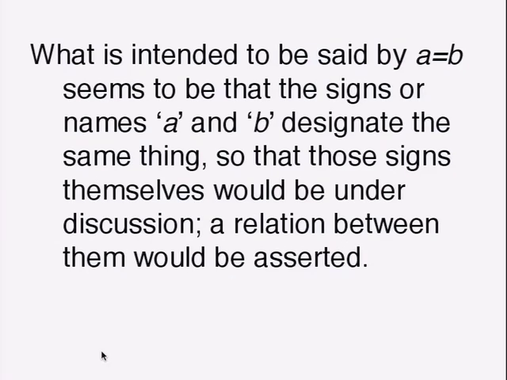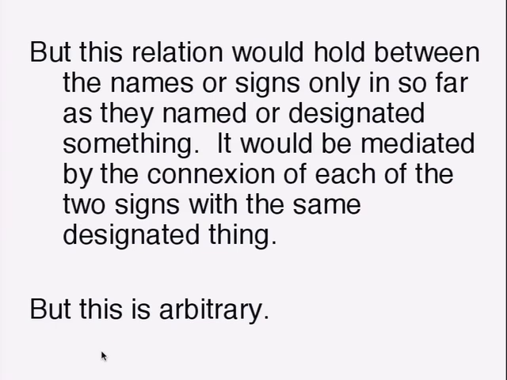So this is Frege. What is intended to be said by A is identical to B is that the signs A and B designate the same thing. So that the signs themselves are what's under discussion. A relation between the signs is what's being asserted. So if you take an identity statement, you're actually talking about language. That's one theory. And Frege says that can't be right, that theory.